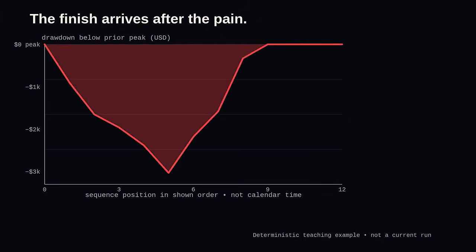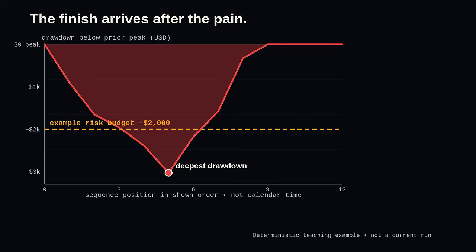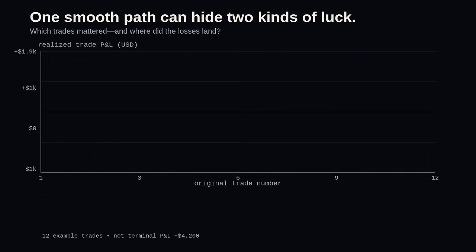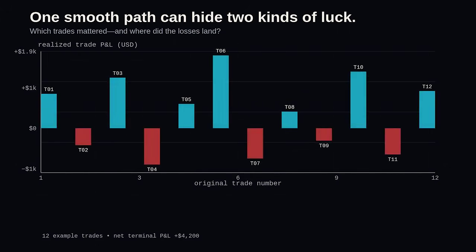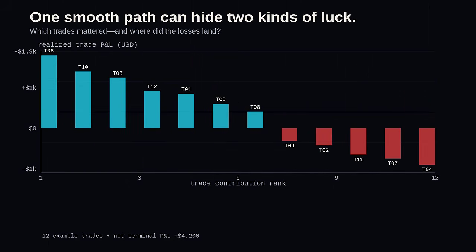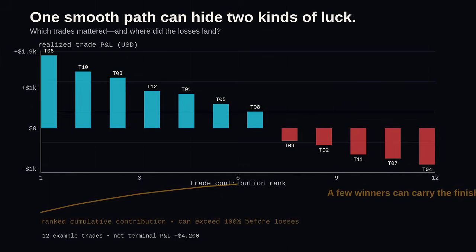The path to the finish and the drawdown endured along the way matters. A smooth curve can persuade for the wrong reason. A few large winners may carry the result, or losses may cluster only after gains built a cushion. In the original history, that sequence feels inevitable, because you have seen it once. But one observed path does not tell you whether the same outcomes usually produce tolerable pain. We need controlled stresses that expose dependence on particular trades and dependence on order, separately.